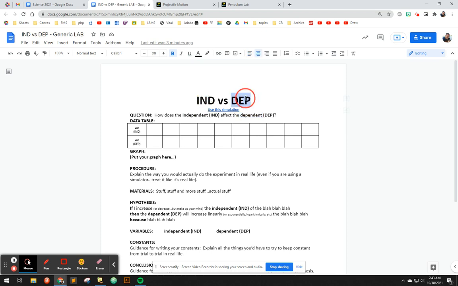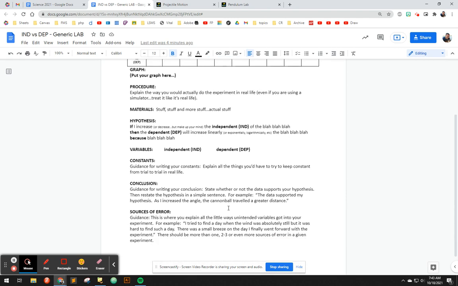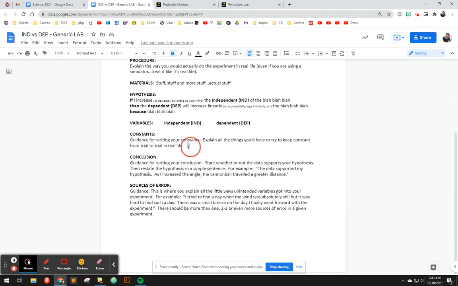Then you just say mass, period. Everywhere there's IND, you write mass. Everywhere there's a DEP, you write period. It's so easy. There's actually no excuse for not being able to do this procedure. Just describe how you're doing it. Materials, explain the stuff you're using, if you were to physically do it. Constants, we already talked about that, the things that you're going to keep the same.